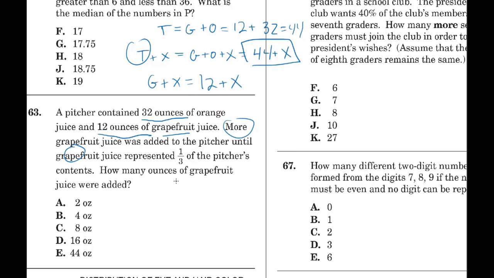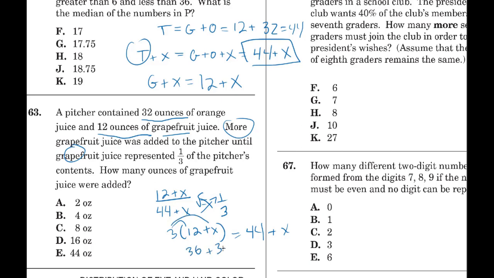Now I can set up the equation, a ratio. 12 plus X, that's the ounces of new grapefruit, over 44 plus X, which is the new total, must equal 1/3. And now I can simply cross multiply and solve this proportion equation. Multiply that side by 3, multiply this side by 44 plus X, and I'll get 3 times 12 plus X, which equals 44 plus X. Let's distribute here. 3 times 12 is 36. 3 times plus X is plus 3X, equals 44 plus X.